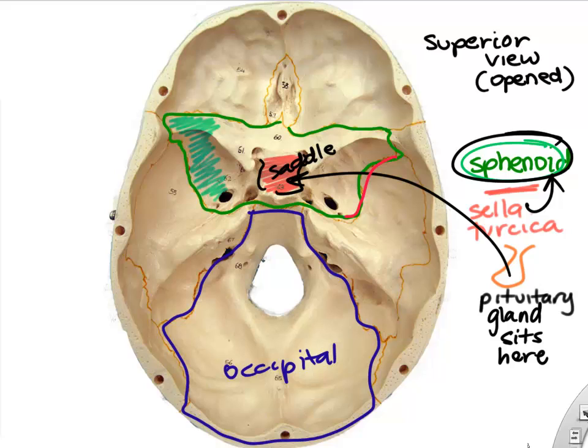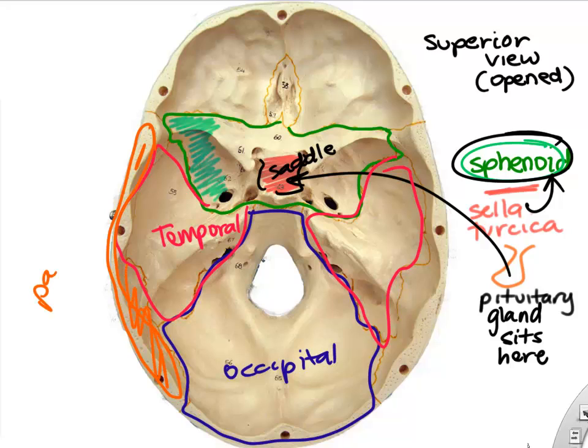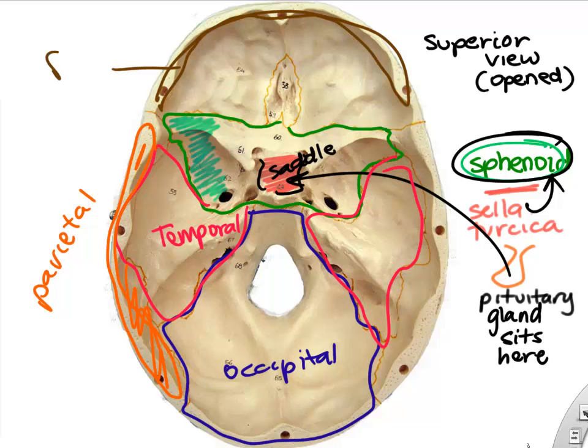Again, just pointing out, there's our occipital bone, our temporal bones, the foramen magnum you can see there. Don't forget, you can see a little bit of parietal bones on the side. The frontal bone, very prominent in the front.